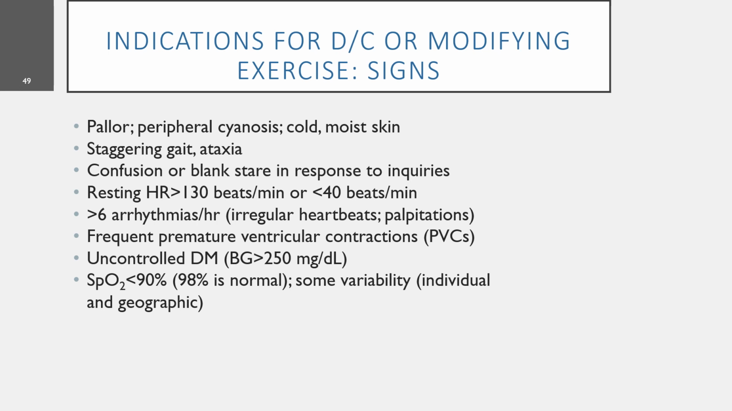Pallor, staggering gait, confusion or blank stare in response to inquiries, resting heart rate more than 130 beats per minute or less than 40 beats per minute, irregular heartbeats, frequent PVCs, uncontrolled diabetes, and oxygen saturation of less than 90%.